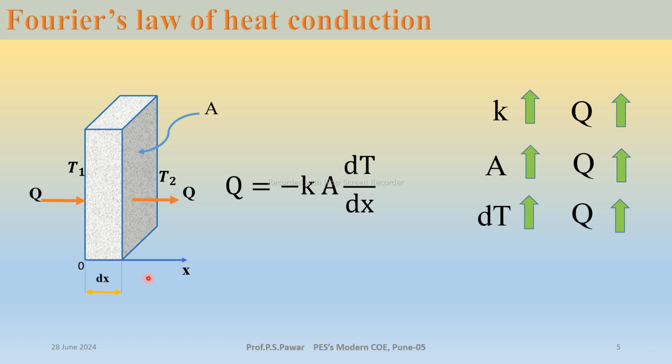So as this dx increases, the thickness of the wall increases, the heat transfer by conduction is going to decrease. So these are some relations. As K increases, Q increases. As area increases, Q increases. As dT, the temperature difference, increases, Q increases. As thickness dx increases, the heat transfer rate by conduction decreases.